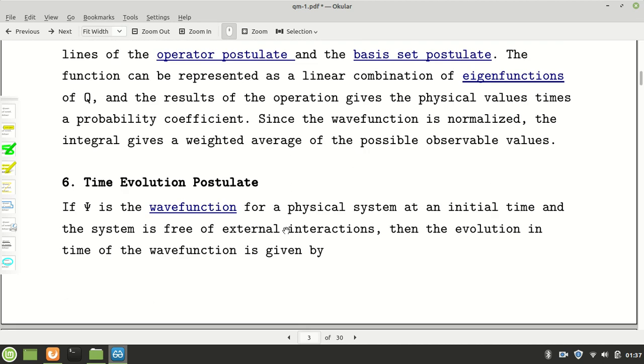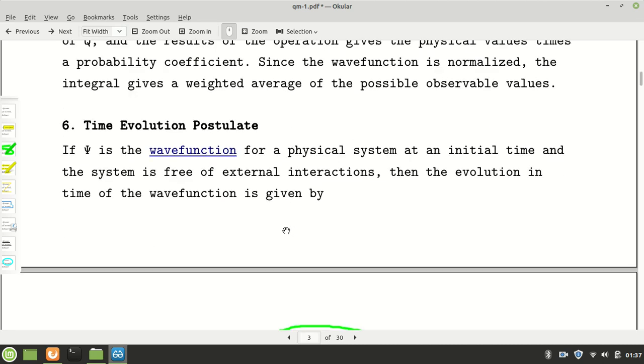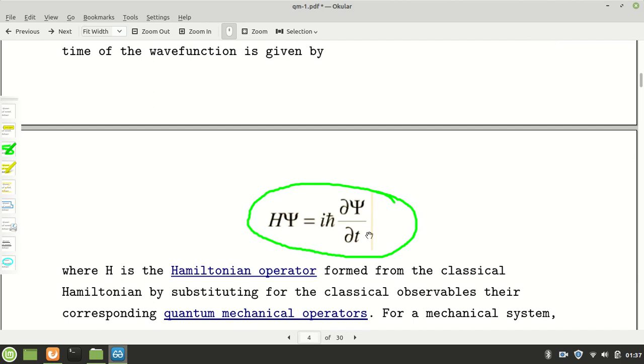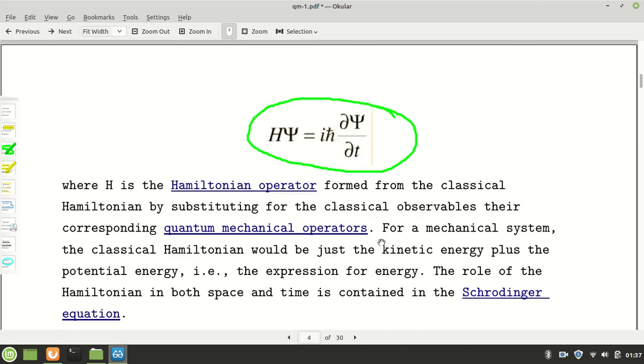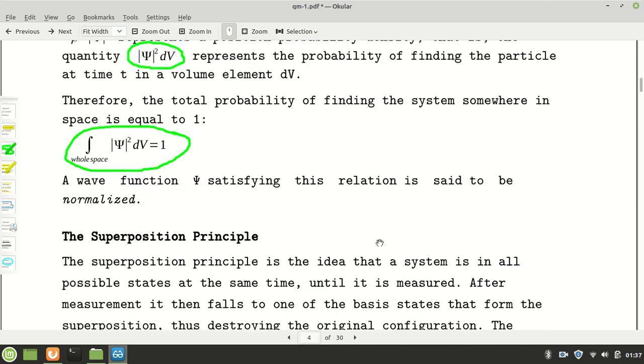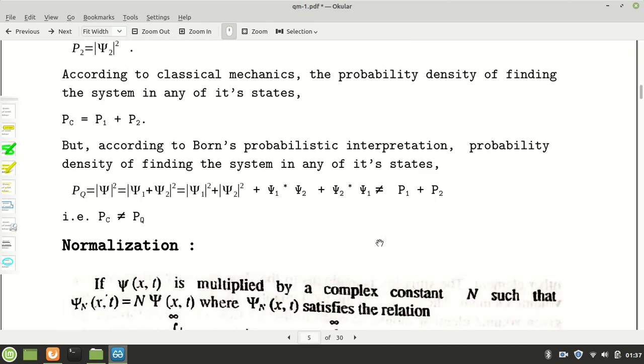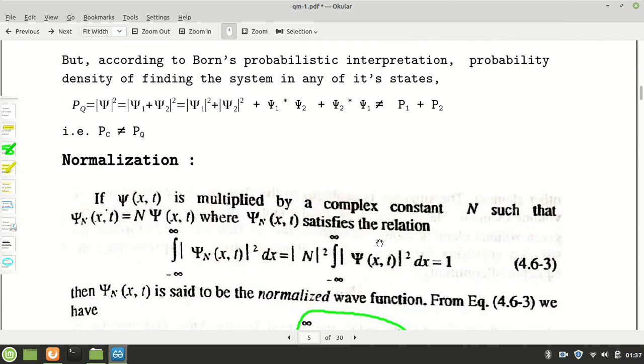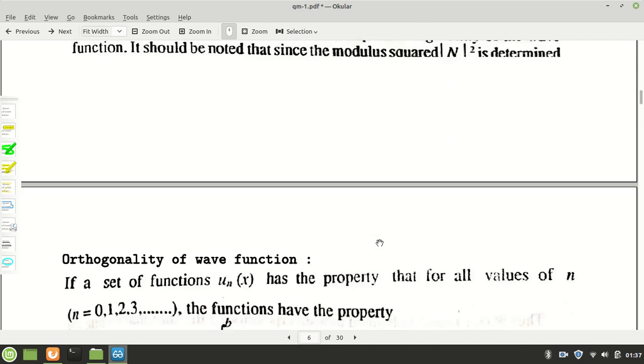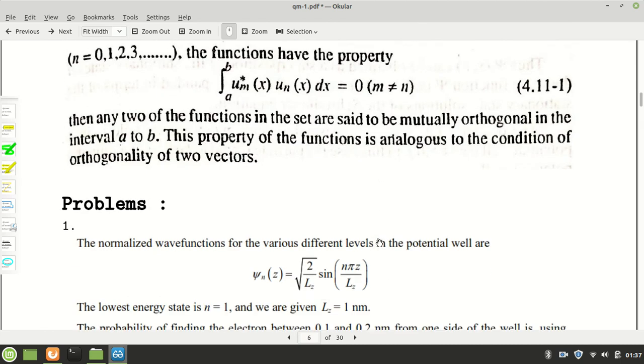As time passes, what are the changes in the wave function? The answer is this equation. You solve this, you will get psi as a function of time exactly. Then the probability density, superposition principle, and the difference between classical and quantum mechanical points of view are discussed, followed by the normalization and the orthogonalization properties.